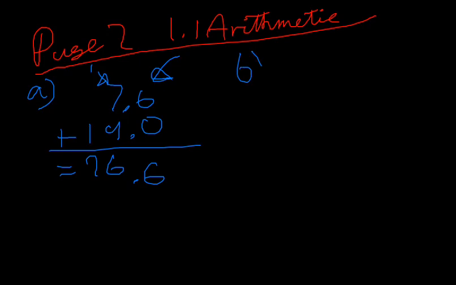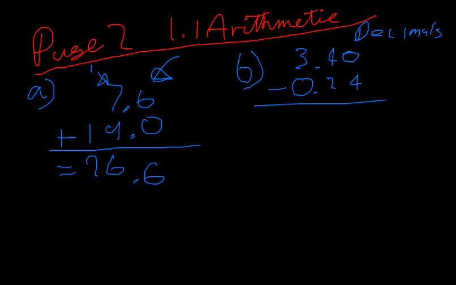Example B, those are all decimals. Example B, which is 3.40 minus 0.24. So 0 minus 4 doesn't go, we need to make this a 3, but make that 10, that goes 6. 3 minus 2 is 1. 3 minus 0 is 3. So 3.16 is our answer.